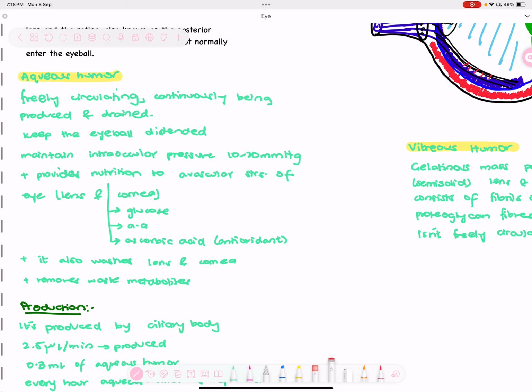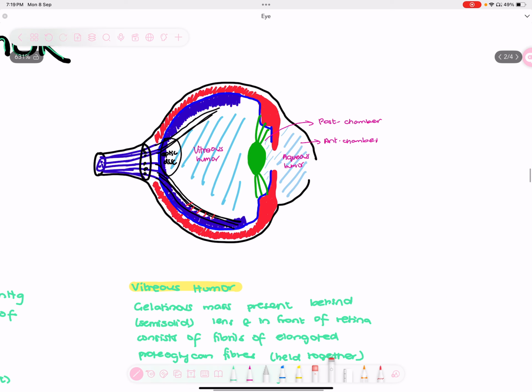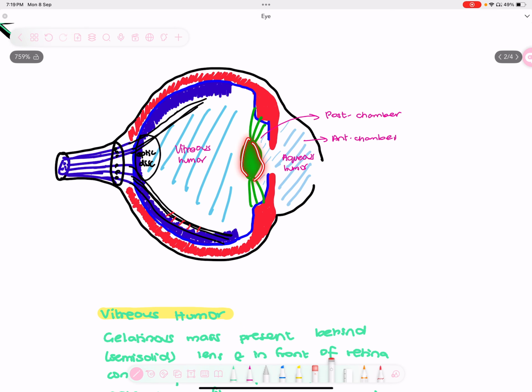That's its second function. First is to keep the eyeball distended. Second is to maintain the intraocular pressure. Third is very important: to provide nutrition to the avascular structures of the eye. What are the avascular structures of the eye? Lens and cornea. These are the avascular structures of the eye because they do not have their own blood supply.